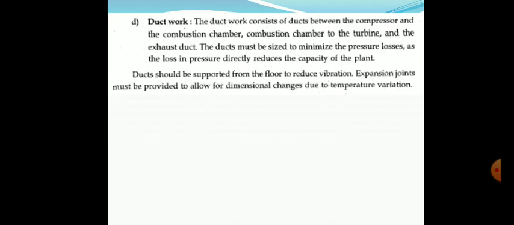Duct work. The duct work consists of ducts between the compressor and the combustion chamber, to the turbine, and the exhaust duct. The ducts must be sized to minimize the pressure losses, as the loss in pressure directly reduces the capacity of the plant. Ducts should be supported from the floor to reduce vibration. Expansion joints must be provided to allow for dimensional changes due to temperature variation.